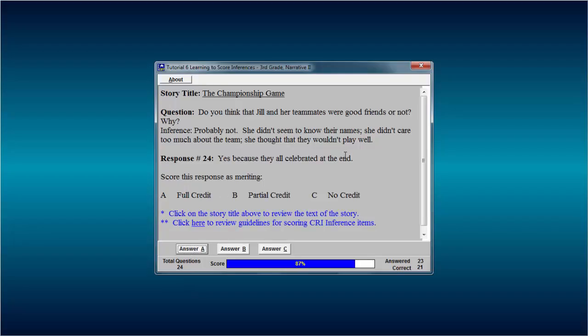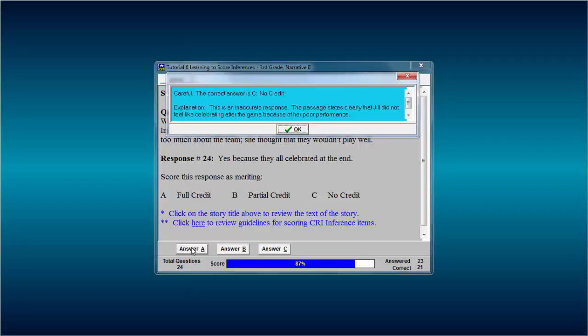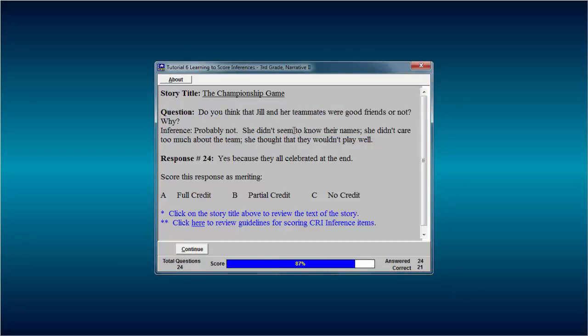Yes, because they all celebrated at the end. I'm going to make one more mistake just so that you see this. They didn't all celebrate. Jill wasn't part of it. But just say that this student, I made a mistake. So I say, oh yeah, let me give her full credit. So you see this? No. The answer is C. So now we have finished all 24.